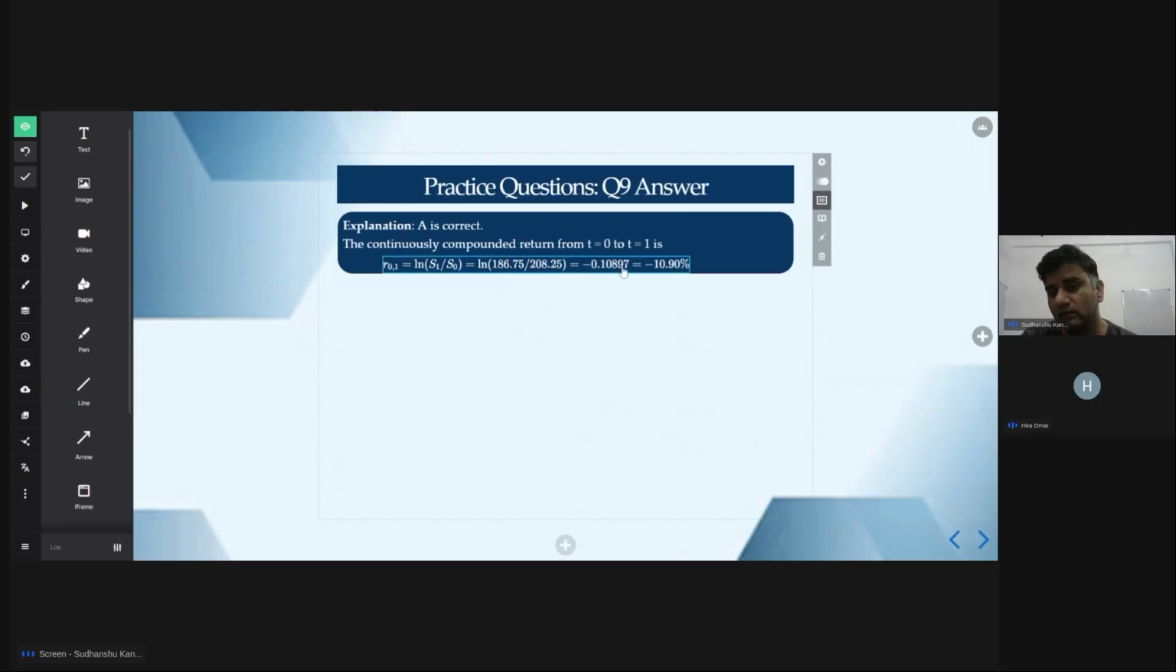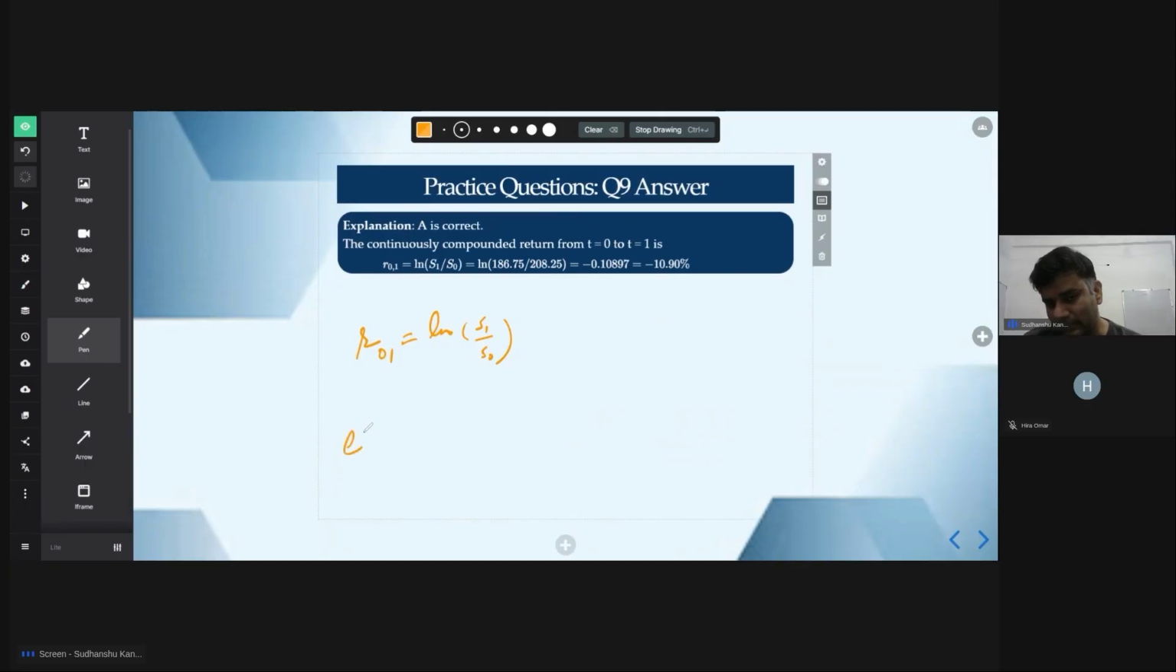So when will we use the exponential formula? That can also be used, but not here. Both formulas are, to be fair, the same thing. Let's do it by that. Basically, R01 equals ln S1 by S naught. This is the formula given. If I take the exponential on both sides, the ln goes away, and then it becomes S1 by S naught. So the same thing is happening.